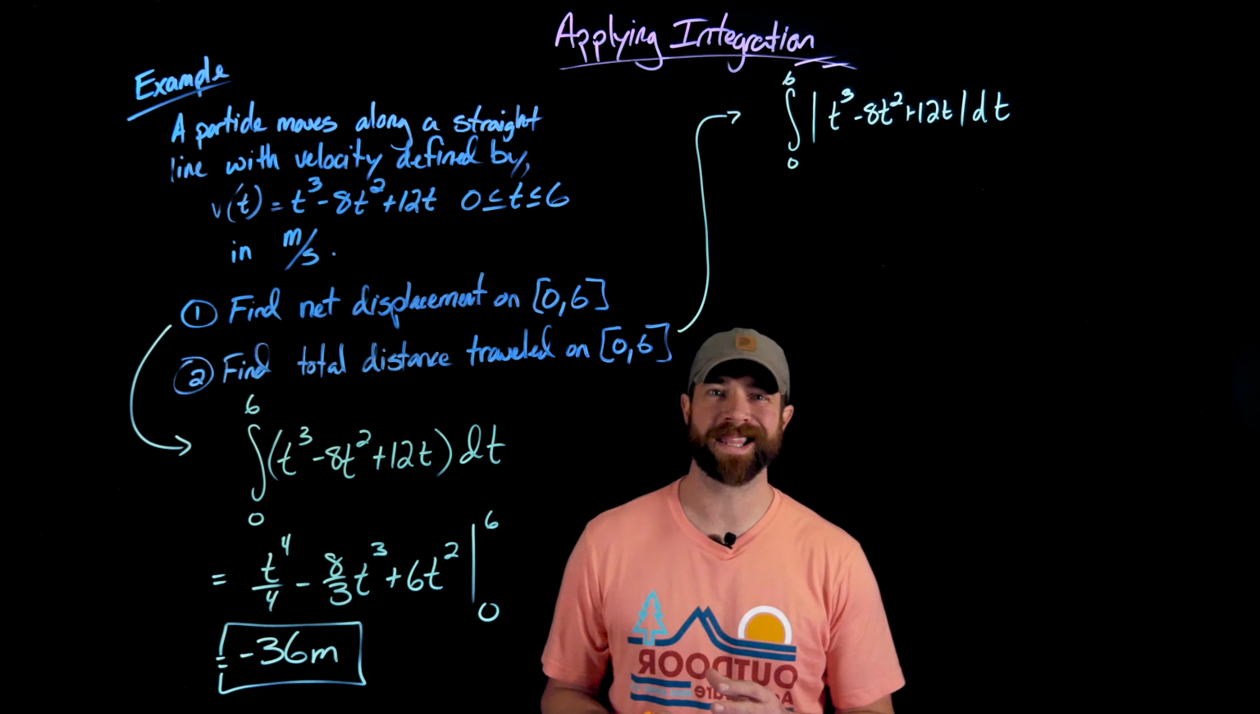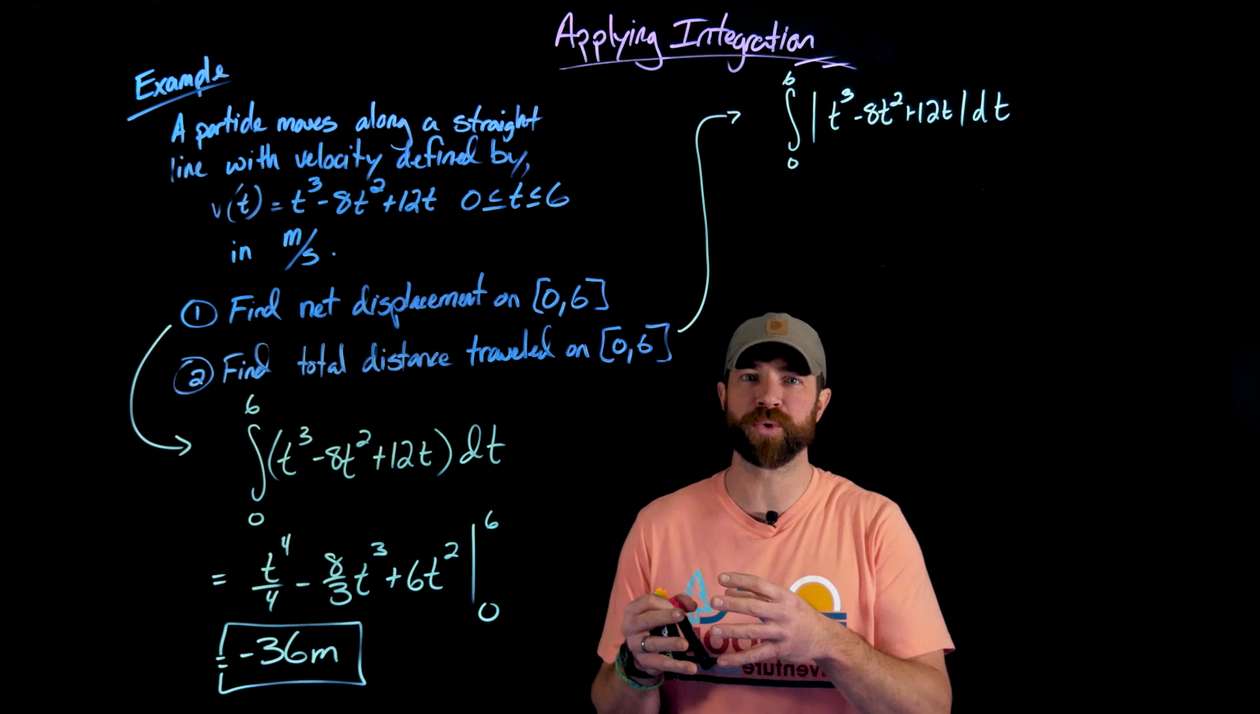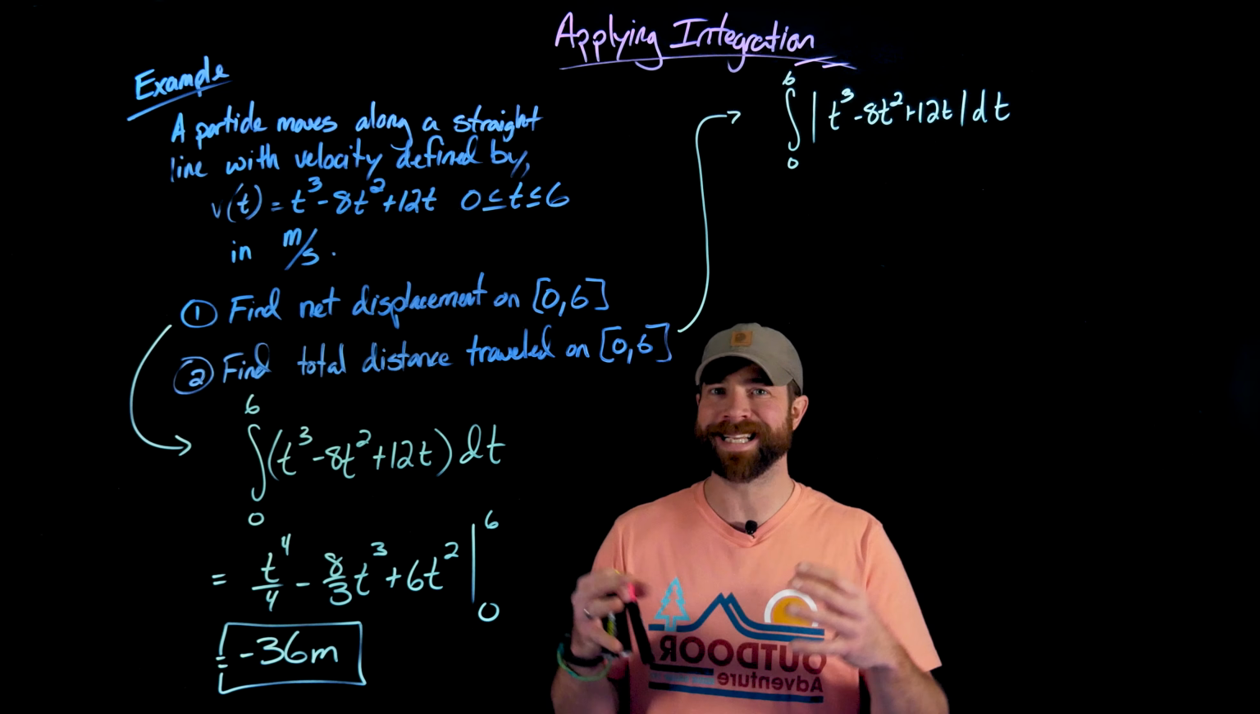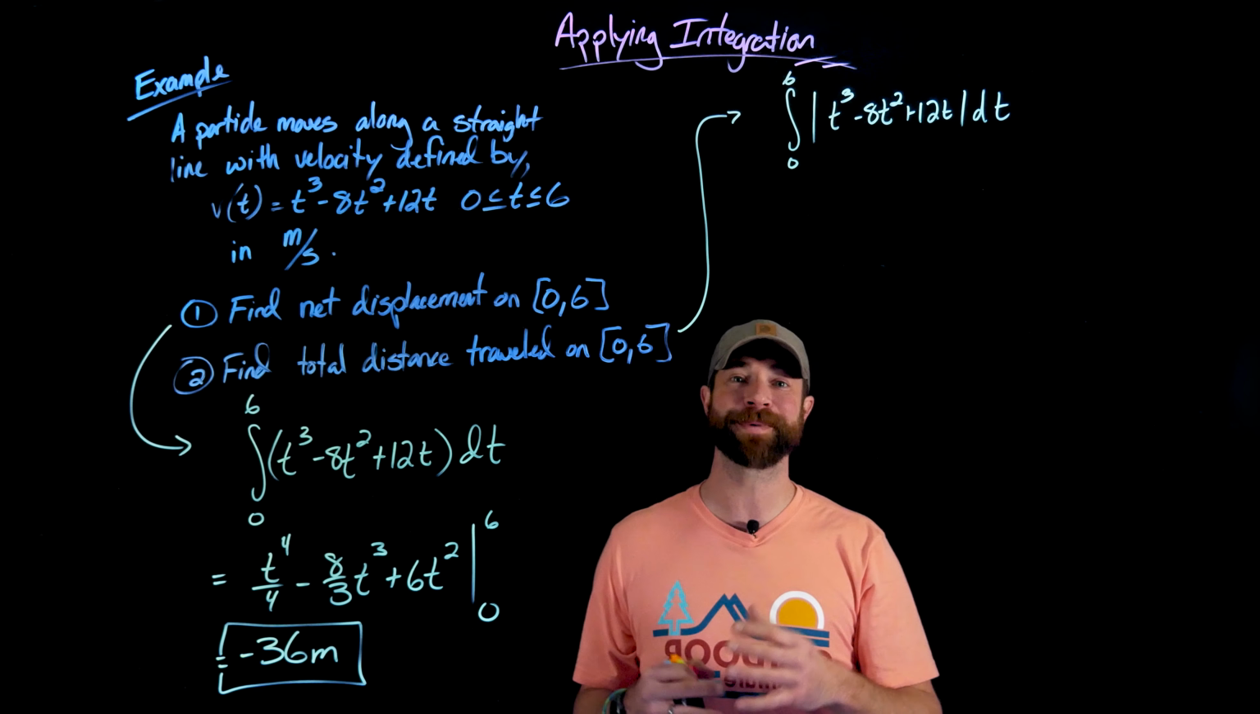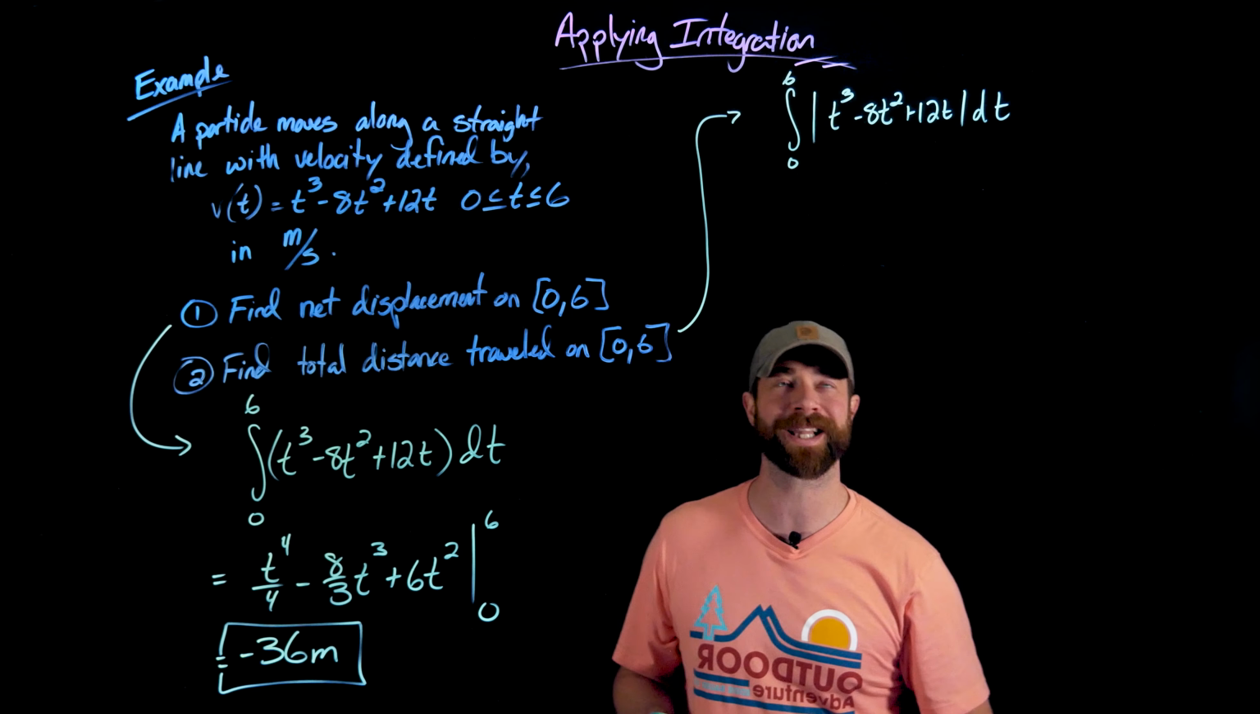It's really important to state at this point that we don't have any integral rules with absolute values, so we can't just evaluate it and apply the absolute value to say, hey, this answer is going to be a positive 36. It doesn't work like that.